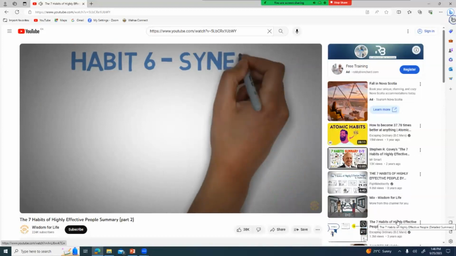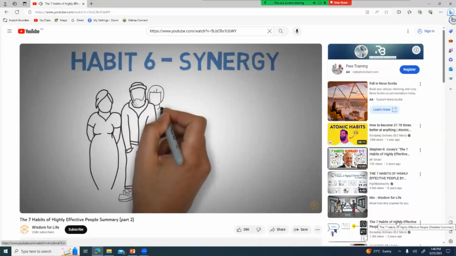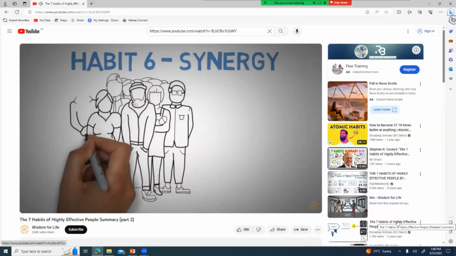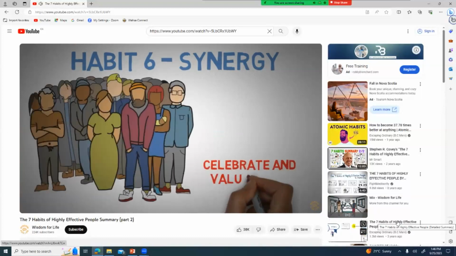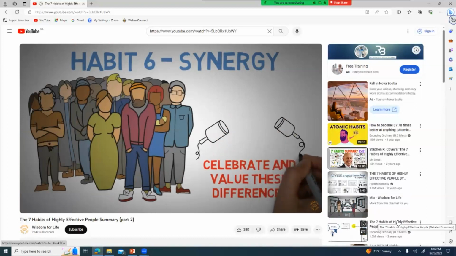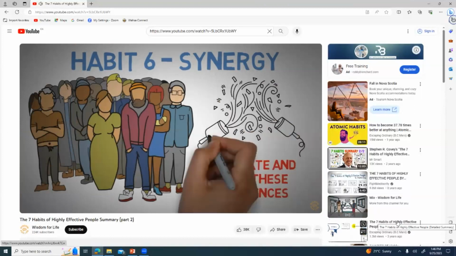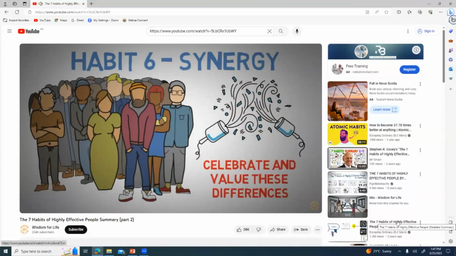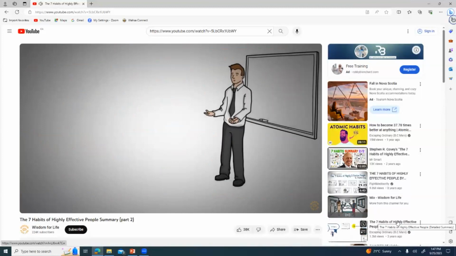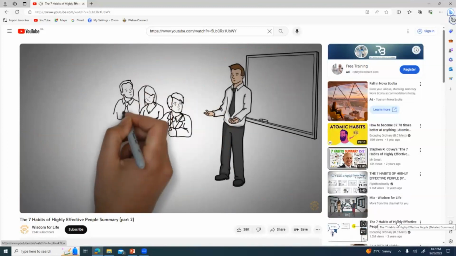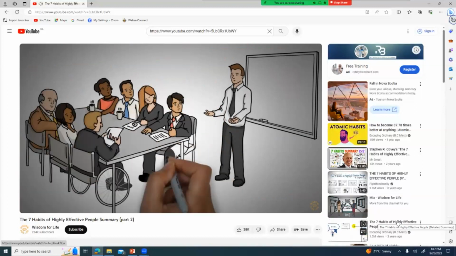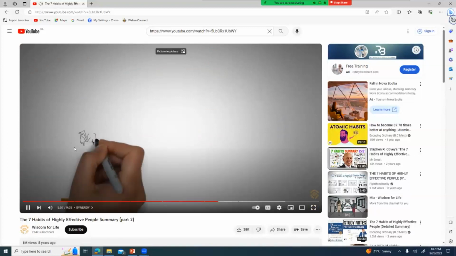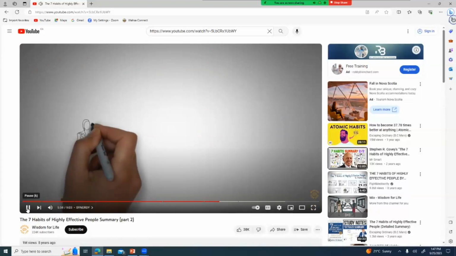Habit 6 is synergy. The idea behind this is that different people bring different opinions, ideas, perspectives, and strengths to the table. Instead of simply tolerating or accepting these differences, we should celebrate them. We should value these differences. This is what any good CEO does. They get their different subject matter experts and get their input to come up with the best solution. Another way to think of synergy is when you put two pieces of wood together. One piece of wood by itself isn't that.